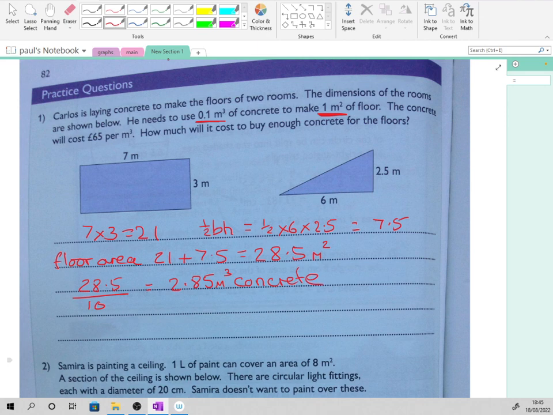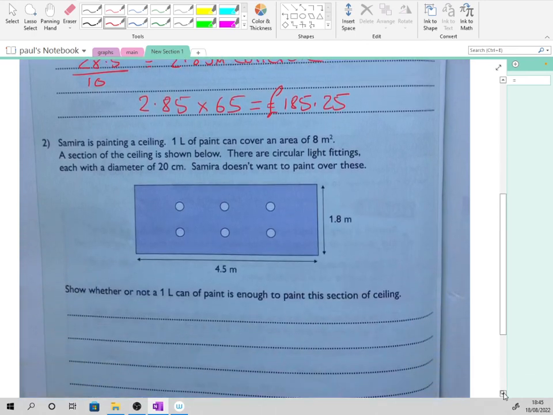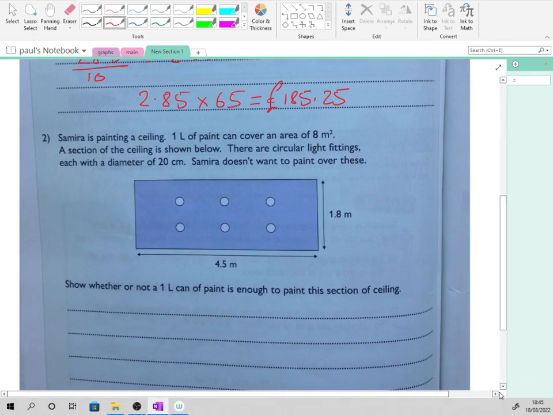Now, how much is it going to cost? £65 a metre cubed. So now we've got 2.85 times £65. So 2.85 times 65 is 185 pounds and 25 pence. Oh, it's tricky, yeah? Now, what's Samira up to?